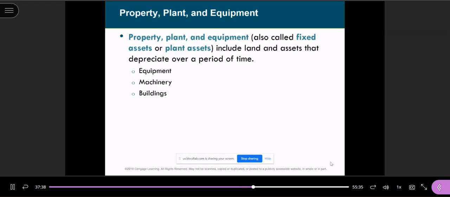So two classifications for assets. Current assets, anything that we plan to use up pretty quickly over time. Property, plant, and equipment, anything that we plan to have around for a while, and including all of that accumulated depreciation.